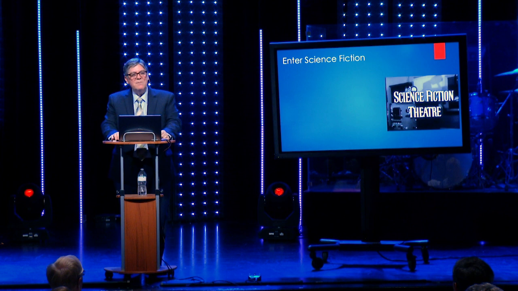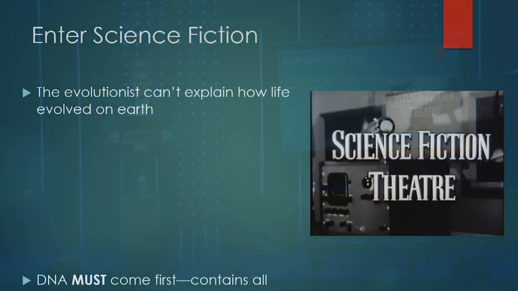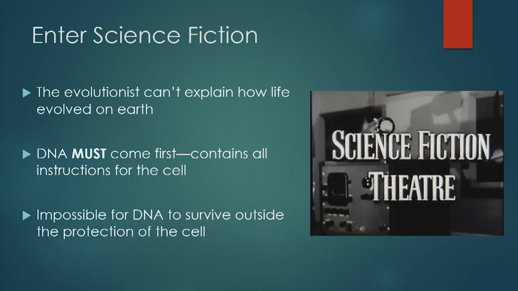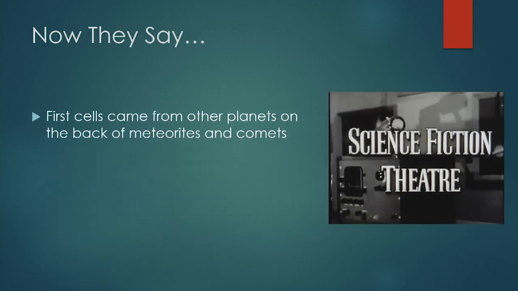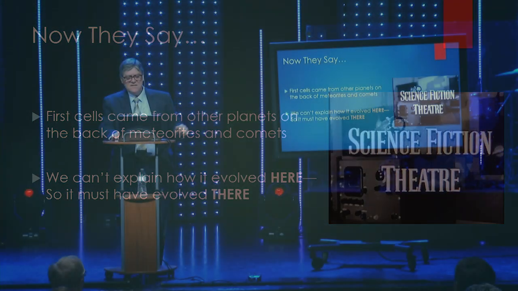And so now we enter the realm of science fiction, because the evolutionists cannot explain how life evolved on Earth. Because the DNA must come first. It contains all the instructions for the cell. But it is impossible for the DNA to survive outside the protection of the cell. So now they postulate that the first cells came from other planets on the back of comets and meteorites. Oh, I see. We can't explain how it evolved here, so it must have evolved there. Isn't that convenient? It's like, teacher, what class is this?